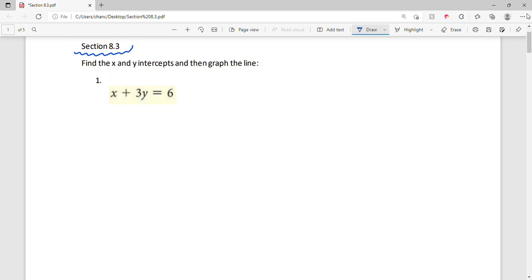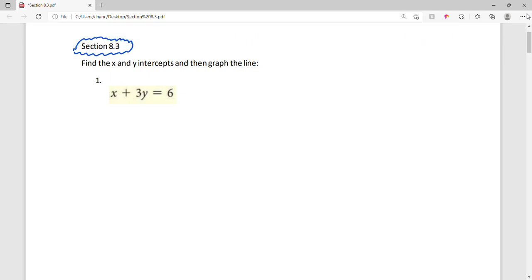Let's start section 8.3. In this section, we'll be able to graph linear equations and absolute value equations. In question 1, let's find the x and y intercepts so we can graph the line. To find the x-intercept, recall we must let y be equal to 0. And if I let y be equal to 0, the 3y would disappear and we have x is equal to 6. That gives me the x-intercept of (6, 0).